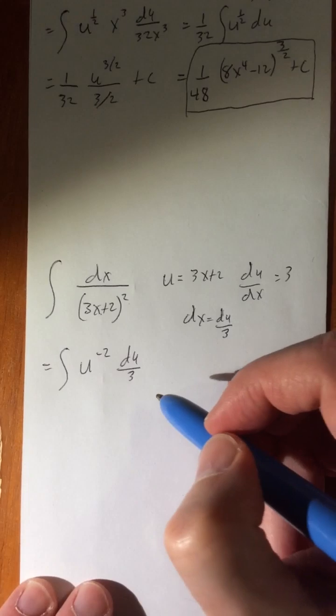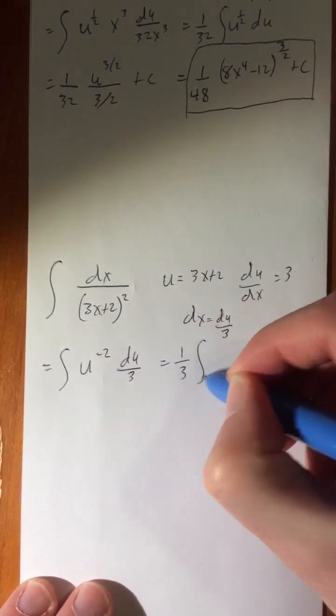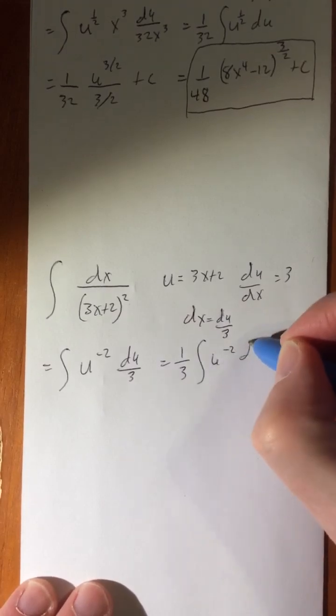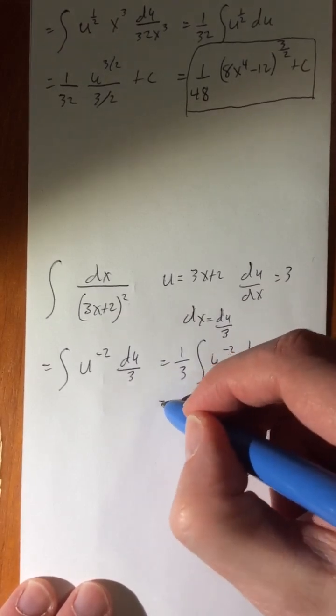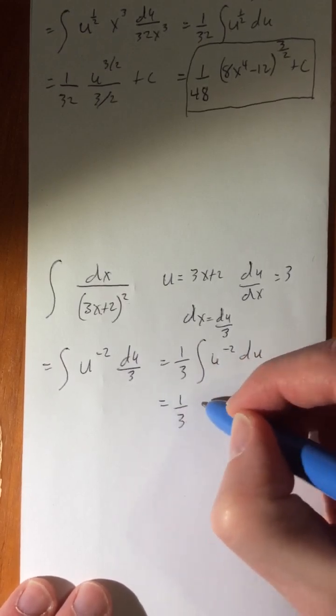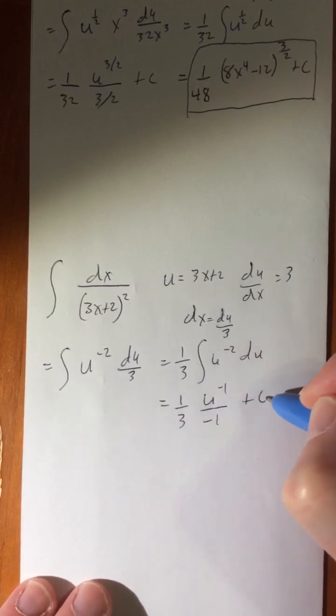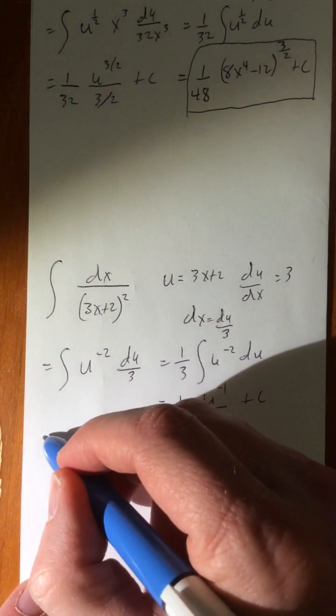Kick the 1/3 out, and then integrate this. So I got 1/3 integral u to the negative 2 du. And when we integrate this, we're just going to add 1. So we're going to have 1/3 u to the -1 over -1 plus c. And we'll finish that up right over here.